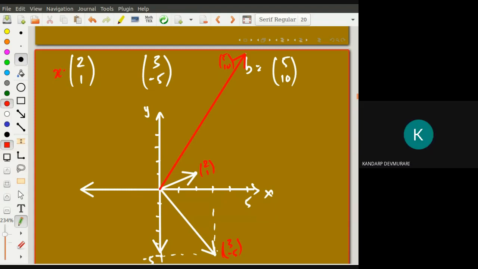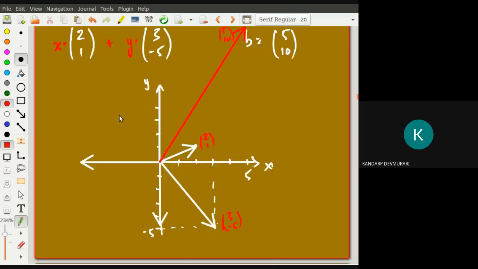You have to find scalings. We have to scale these vectors (2, 1) and (minus 3, 5) with some constant so that their vector addition gives this.